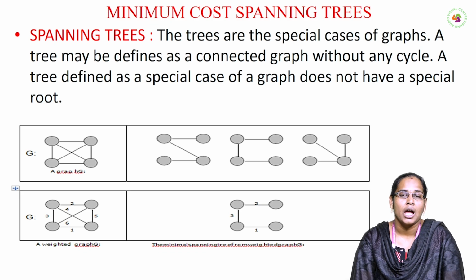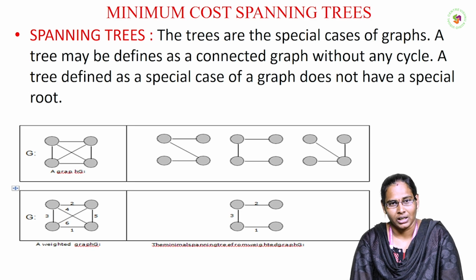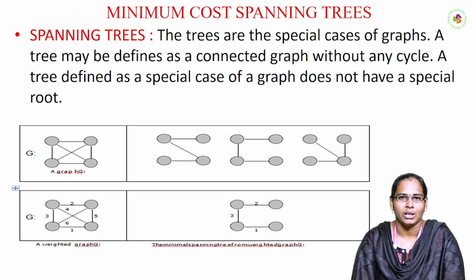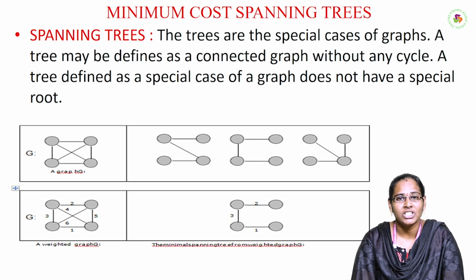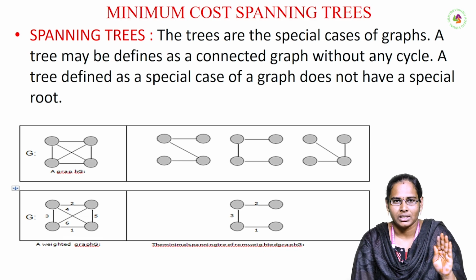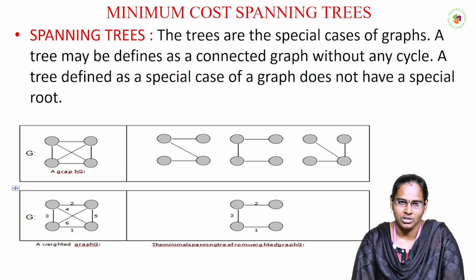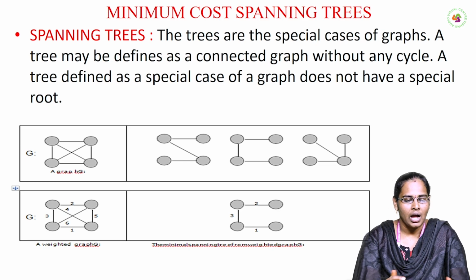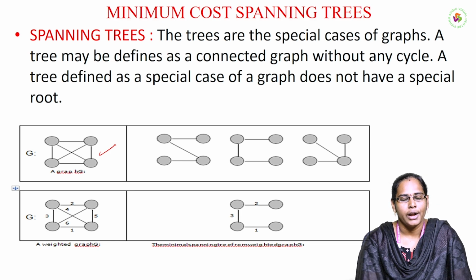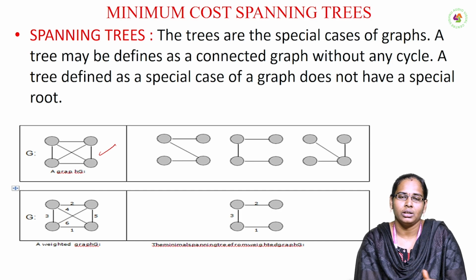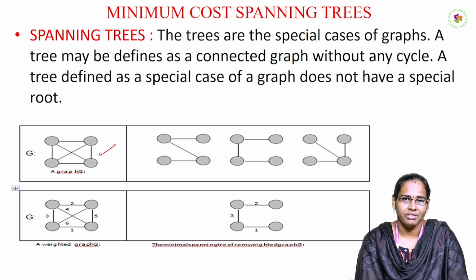The first application is minimum cost spanning trees. Before going to the main concept of minimum cost spanning trees, I want to explain what a spanning tree is. Simply, a spanning tree is a subgraph of a graph which covers all the vertices with the minimum edges. That is the definition of a spanning tree. For example, I am taking a graph with 4 vertices and 6 edges.